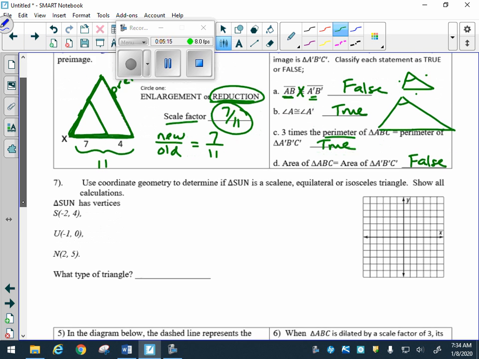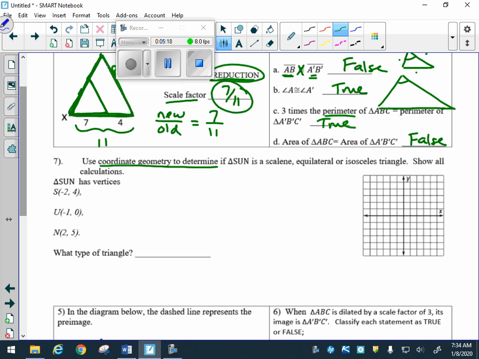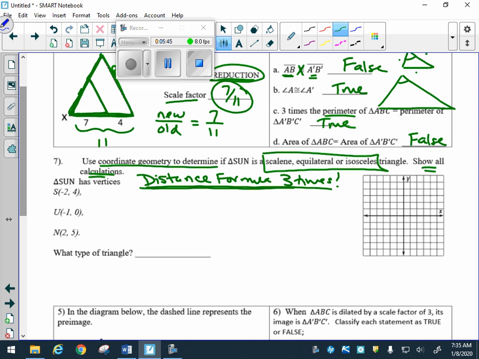Okay, use coordinate geometry. When you are doing this on the test, you must show all calculations. You have to show all the work. For this one, we're trying to figure out if it's scalene, equilateral, or isosceles. That means we need the lengths of the sides. We need the distance formula 3 times, and you have to show all the work because you're finding the length of each side. So we're going to find the length of SU, the length of UN, and the length of SN.